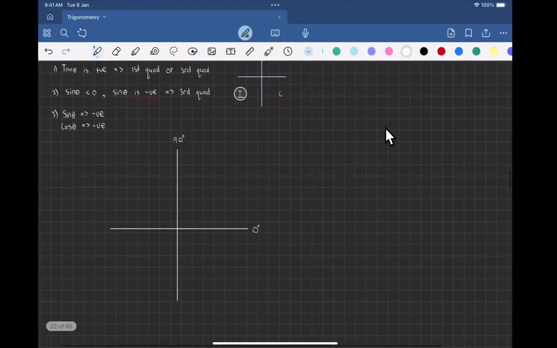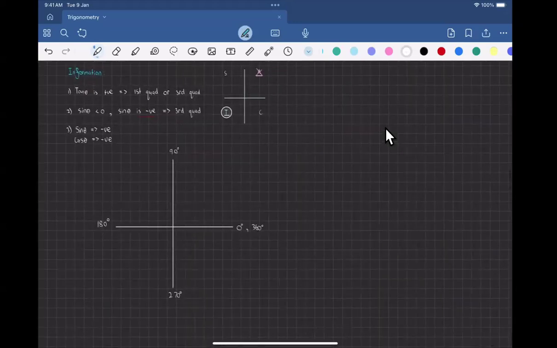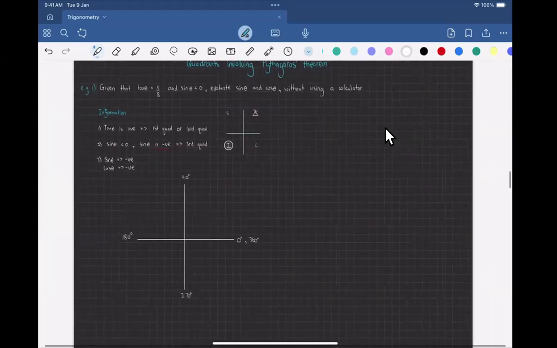Nicholas, which quadrant am I dealing with? Which quadrant am I working with? The third quadrant. Right, so look carefully at how I'm going to do this. Look very carefully how I'm going to do this.